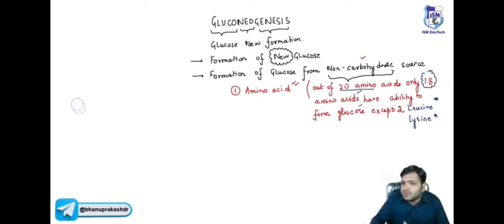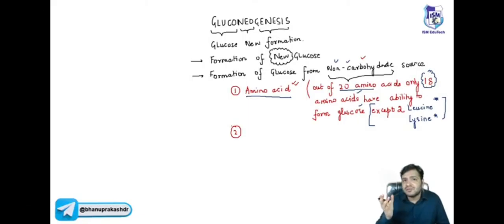Ability to form glucose, X not form glucose. Okay, out of 20 amino acids, only 18 have the ability to form glucose, except 2. Now this exception you have to remember.